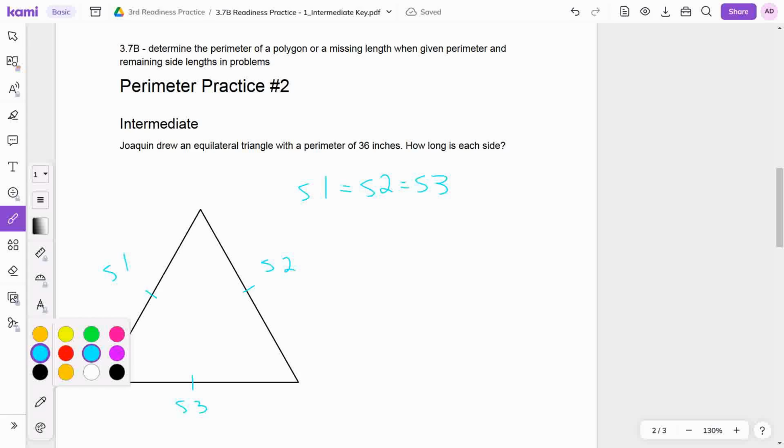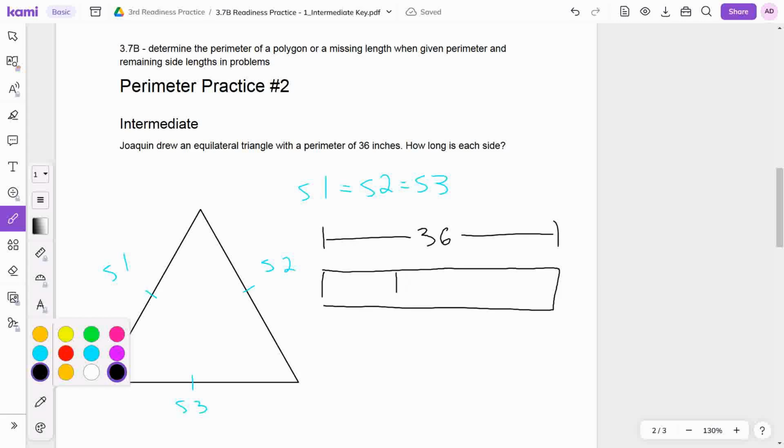So since there's 3 equal sides, we can view it like this. Here's my perimeter, that's my total, 36. And actually what I have are 3 equal groups. Each side represents an equal group. And so if that's the case, then you can just take your 36 and divide it by 3 and you'll get your answer.